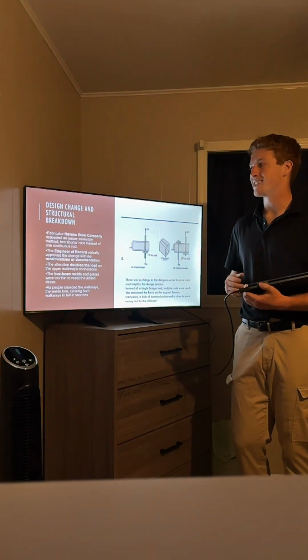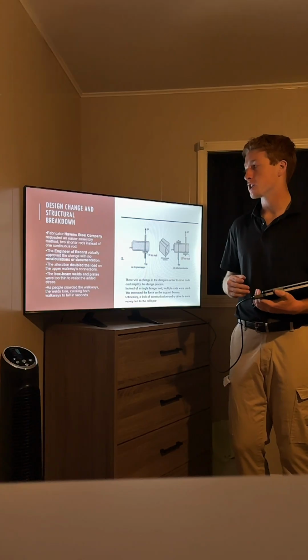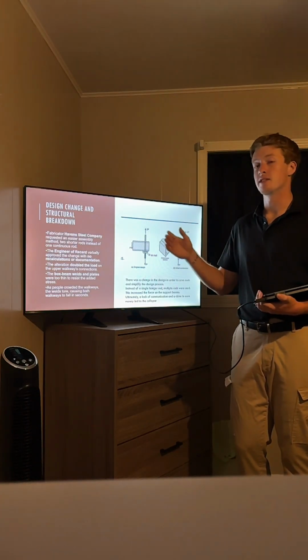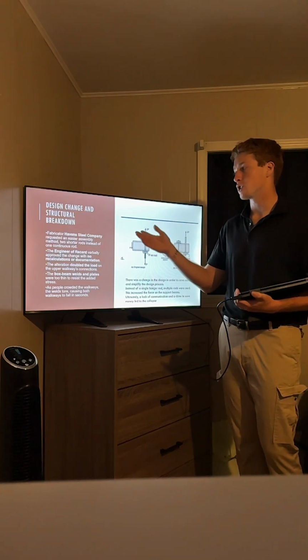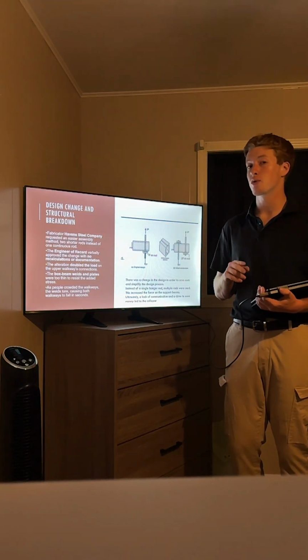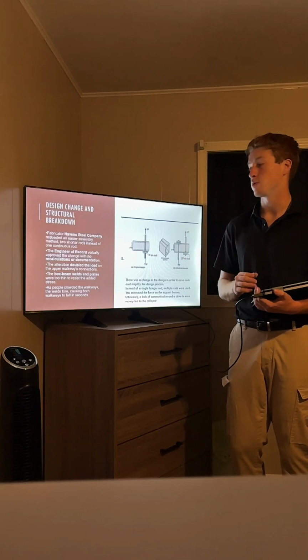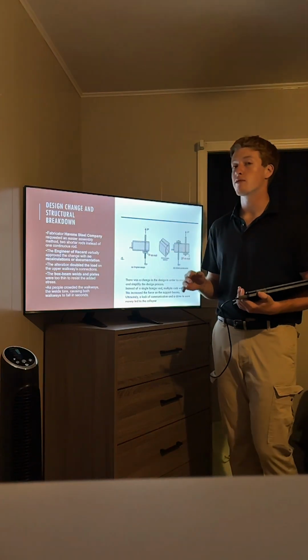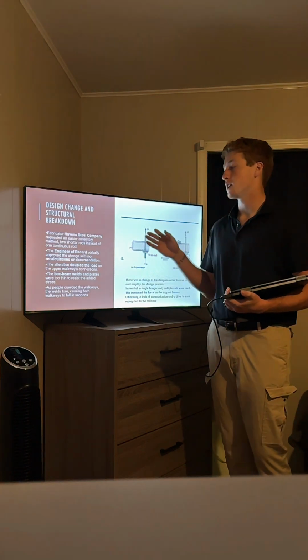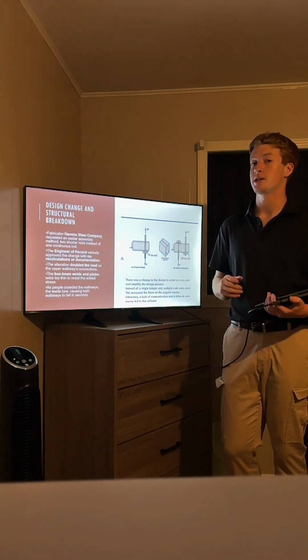This slide is going over the design change and structural breakdown of the project. For the project, the fabricator of steel was Havens Steel Company. They were the subcontractors, and they requested that for easier assembly, two shorter rods be used instead of one continuous rod. The engineer of record verbally approved this, but he did no recalculations or documentation.